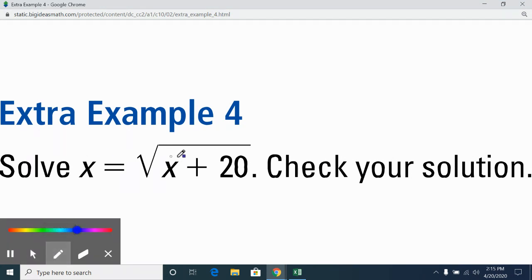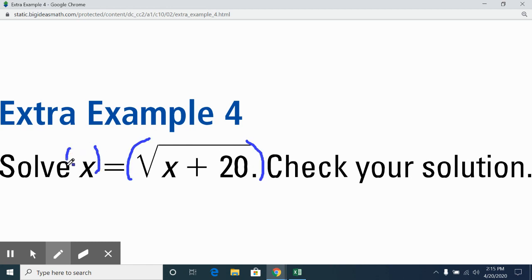Same concept. I see an expression underneath the square root symbol by itself. I'm going to square both sides right away. All right, I'm going to move up here. So I'm going to have x squared. And bear with me, this is hard.